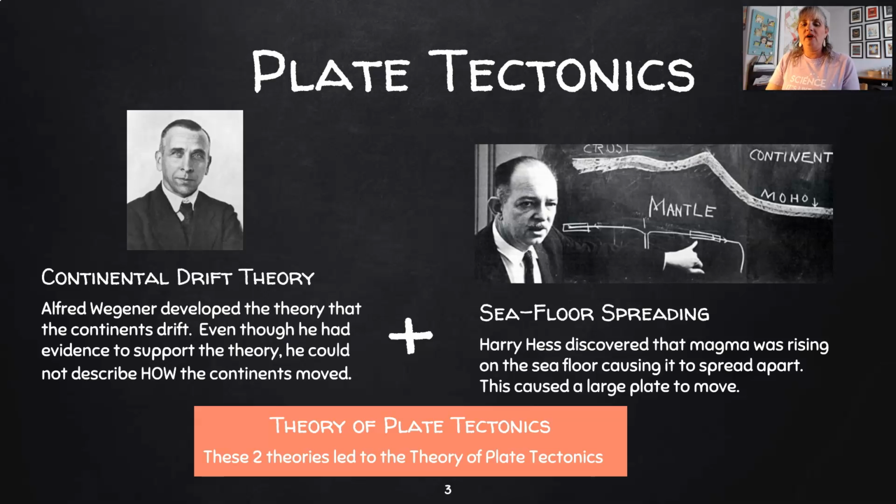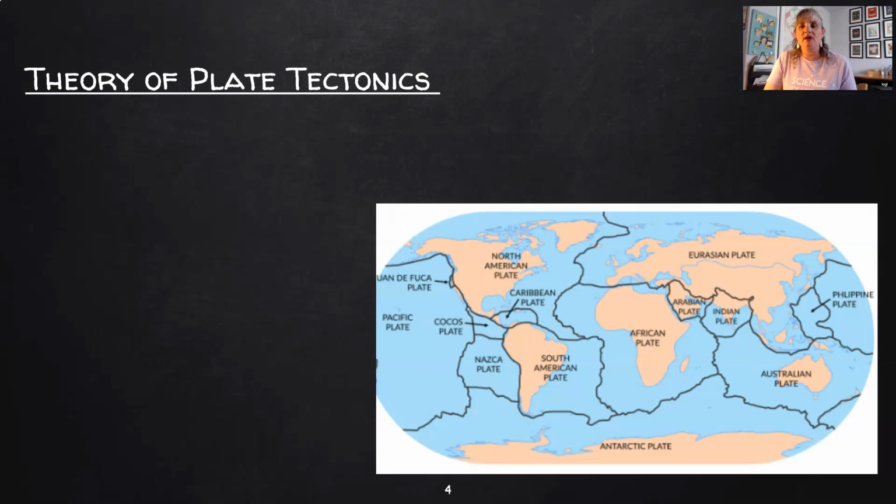So after Harry Hess discovered what he discovered, scientists said, oh my gosh, remember that Alfred Wegener guy, he had a theory that the continents moved. Maybe we should relook at his theory, and that's what happened. So we've got this theory of plate tectonics. So here's the theory.